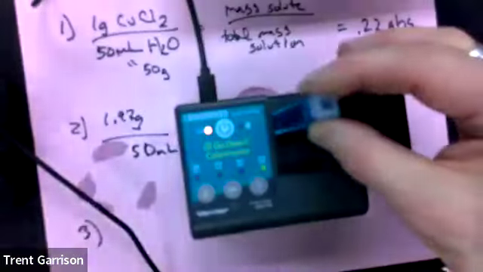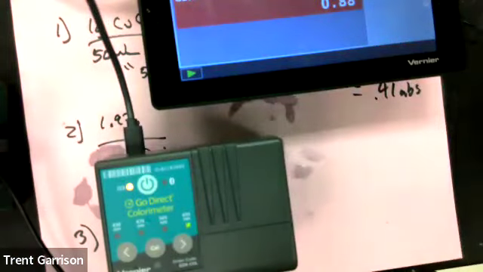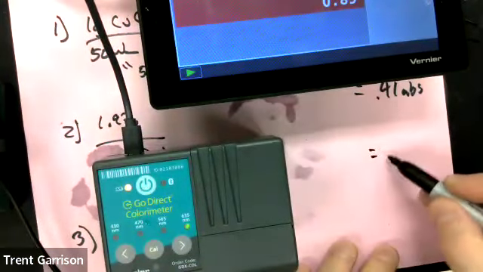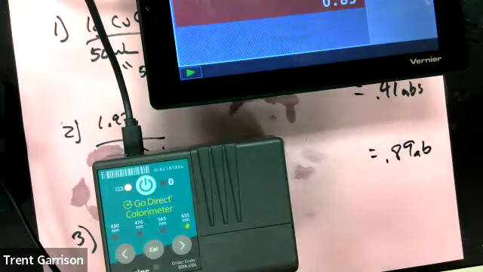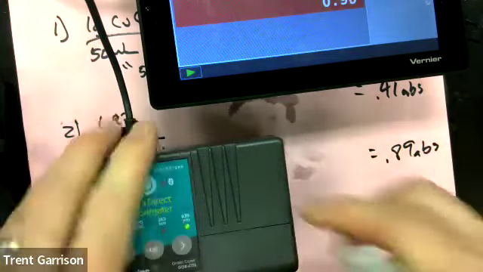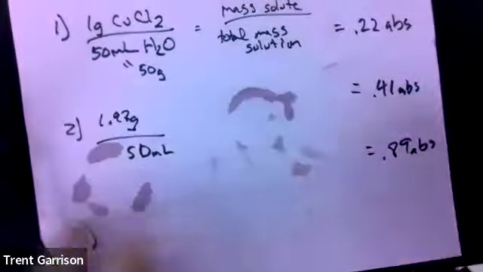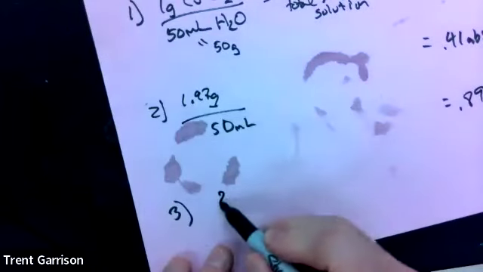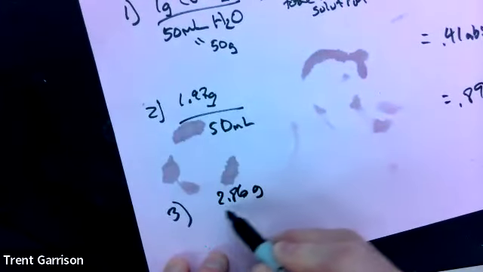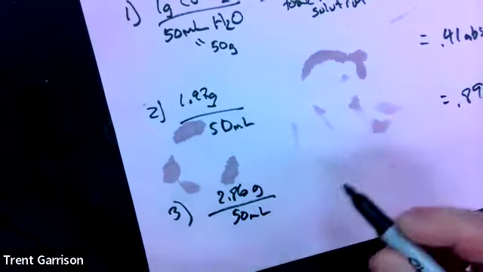So we take out the second. We put in the third, close the door. And as expected, we are seeing the correct results, 0.89 absorbance. Okay. So now I have all of my data. That was 2.86 grams over the same 50 milliliters.